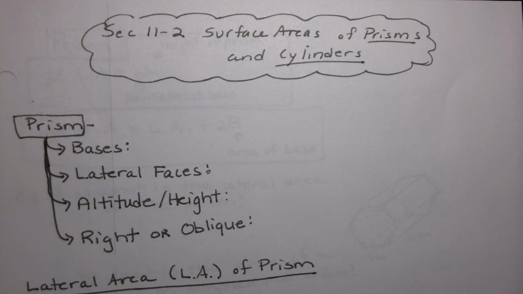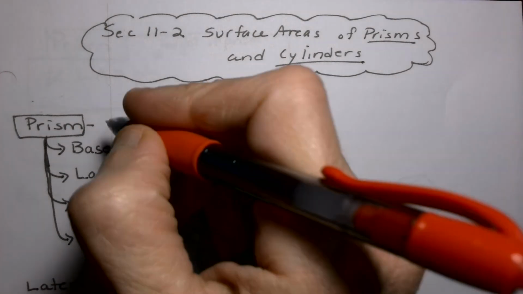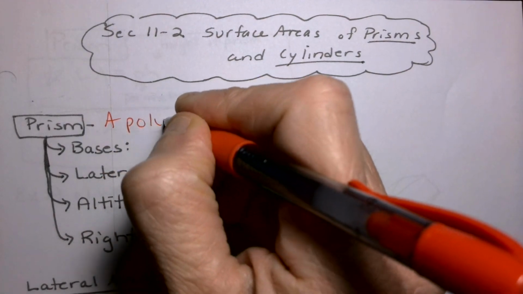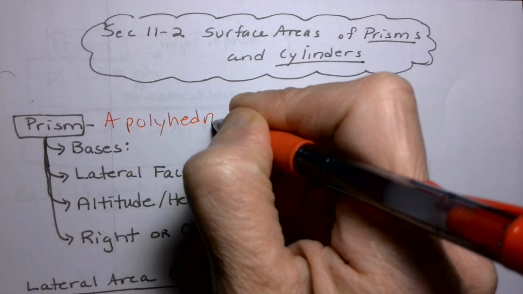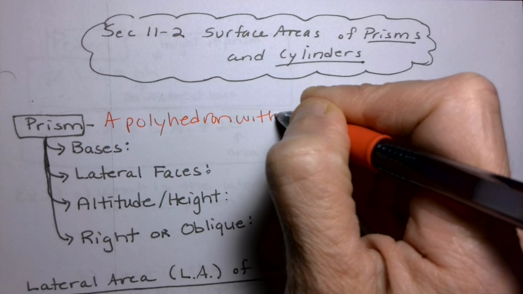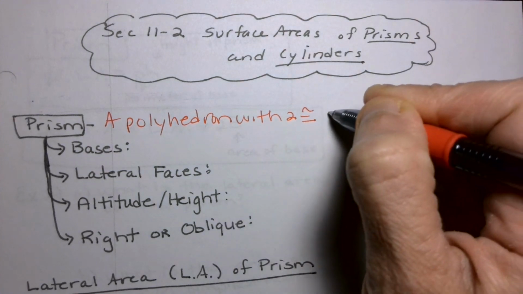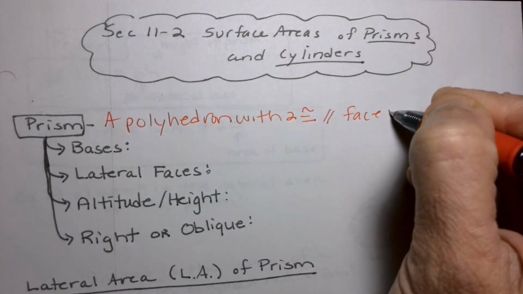Hey Geometry, we are now getting into the most fun things in my eyes, these prisms and cylinders. So first let's get a definition of a prism down. It is a polyhedron, which we talked about yesterday, with two congruent parallel faces.